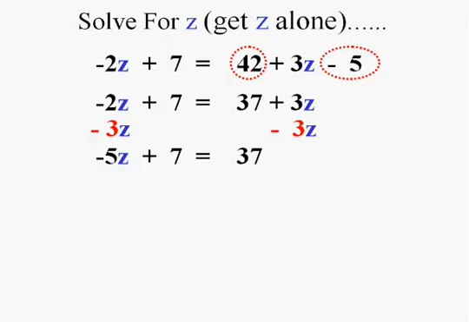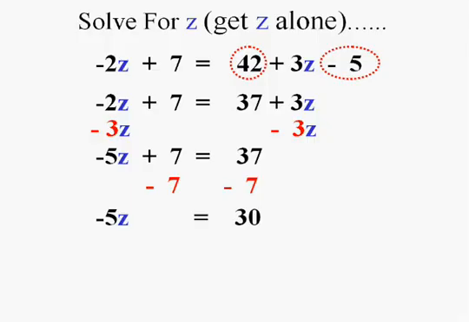Now, 37's not a troublemaker. I have two troublemakers, minus 5 and 7. And which do I get rid of first? I hope you know I'm going to get rid of that 7 first. I'm following the order of operations backwards to get the variable by itself. Do it to both sides.